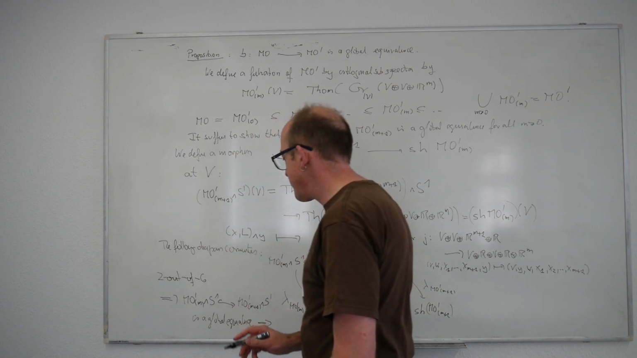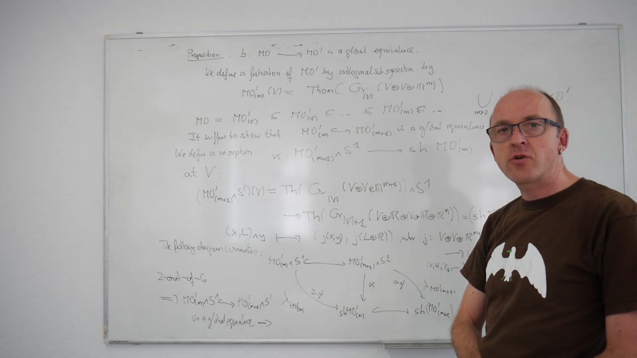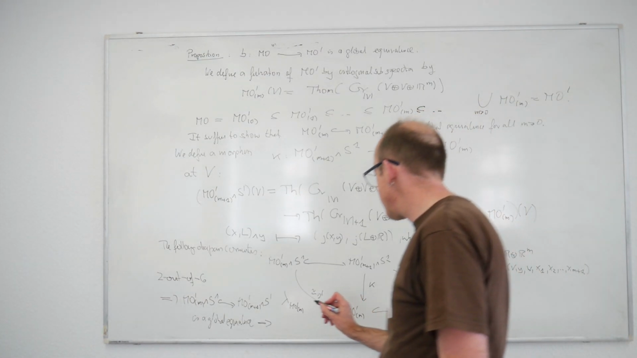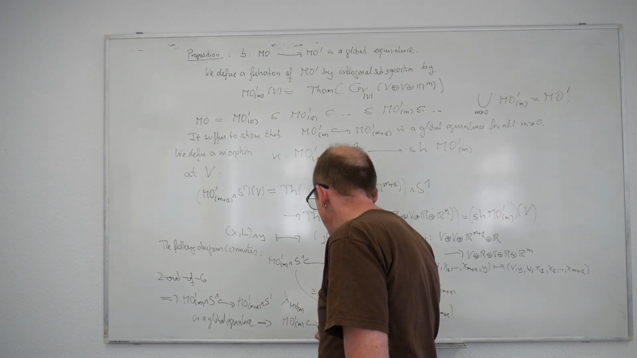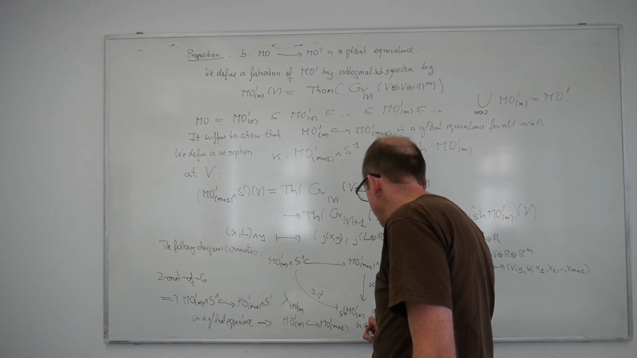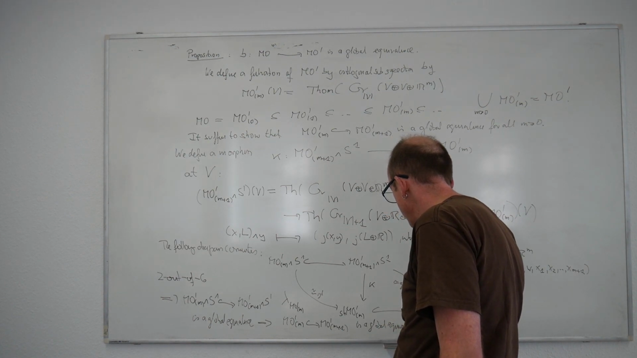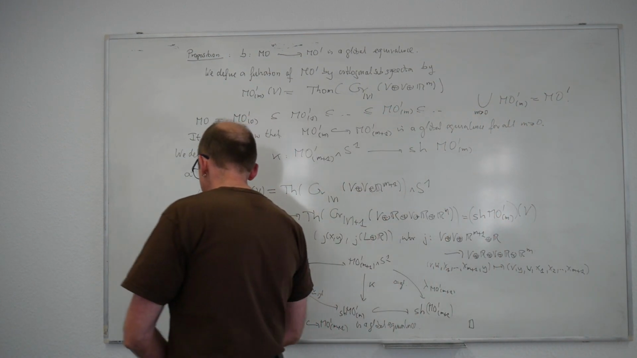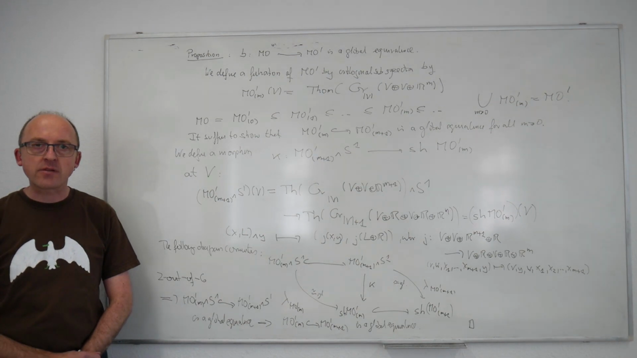But then smashing with S1 has a suspension isomorphism. It just shifts the equivariant homotopy groups. So smashing with S1 detects and preserves global equivalences. So already the inclusion from MO'(M) into MO'(M+1) is a global equivalence. And this finishes the proof. It was the last step needed to show that the morphism B is a global equivalence of orthogonal spectra.